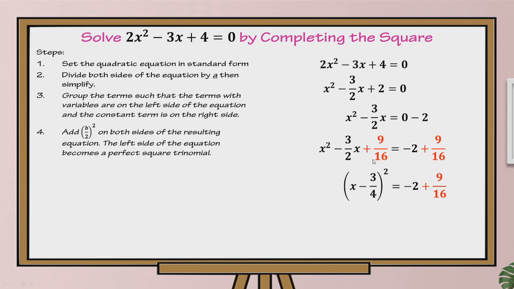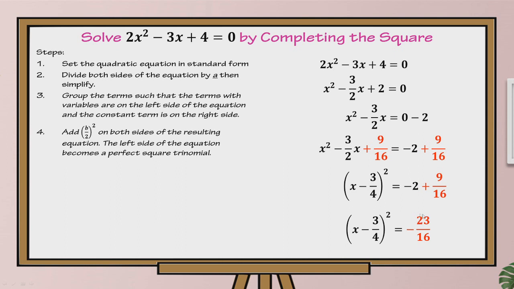So to simplify, we factor this side. So we have x minus the square root of 9 over 16. So ibabalik lang natin siya sa square root ng bawat isa. So square root of 9 is 3 and square root of 16 is 4. And then raised to 2 equals negative 2 plus 9 over 16. So the resulting equation will be x minus 3 over 4 squared equals negative 23 over 16.